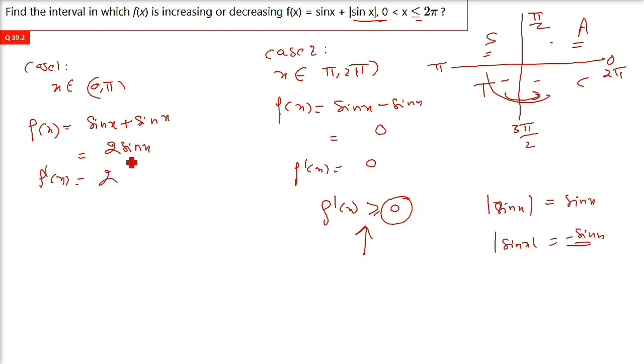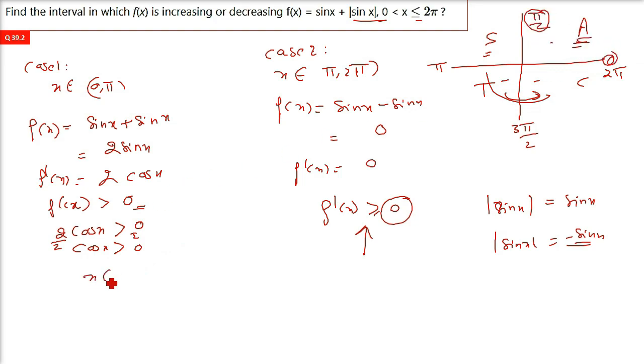Let us come back to the left side. So let us take differentiation here. So this is 2 cos x. So f dash should be greater than 0. This is only possible when we have 2 cos x greater than 0. If you divide both sides by 2, you will get cos x greater than 0. Where do you get cos x greater than 0? Cos is positive in the first quadrant and the fourth quadrant.